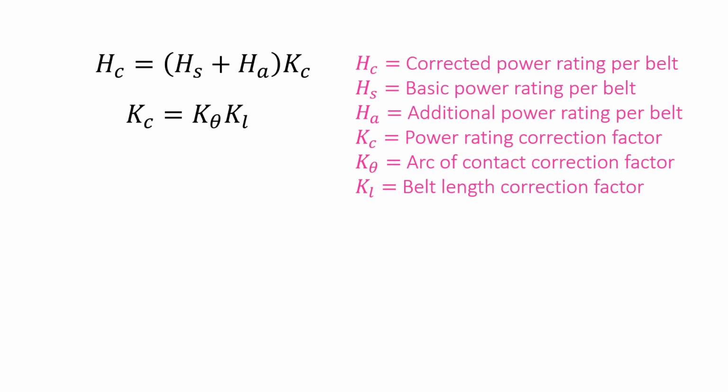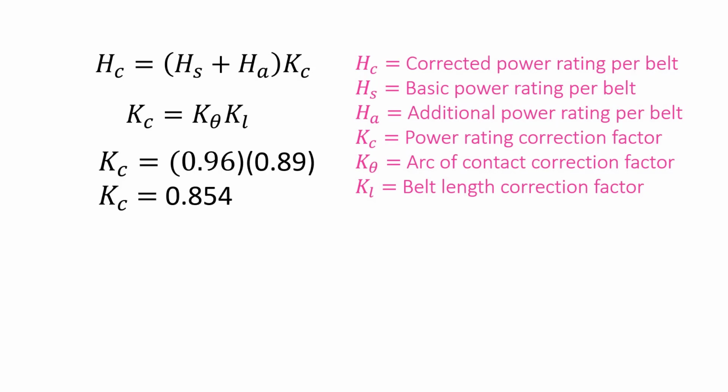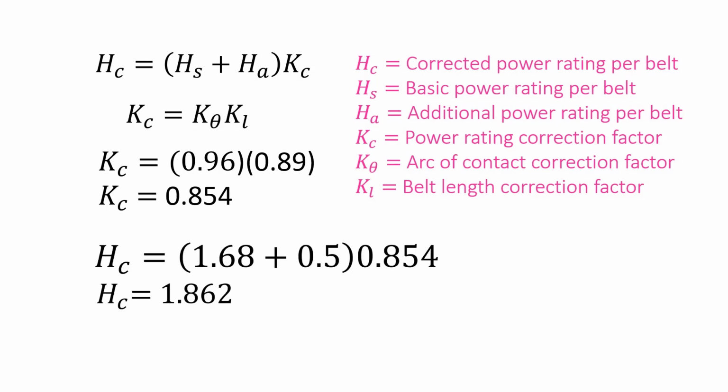As our KC, power correction factor, is K theta times KL, our power correction factor KC is 0.854. Therefore, we can get our corrected power rating per belt, HC, with the value of 1.862.